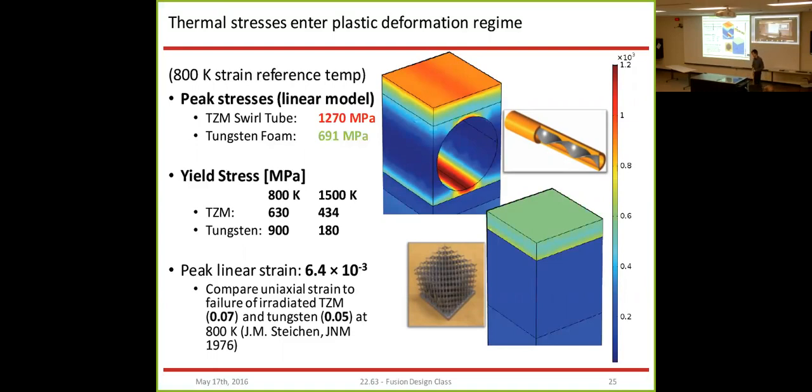However, looking at the linear strain that the simulation returned, the linear strain was only around 6.4 times 10 to the negative 3. And when we compare this to the uniaxial strain to failure of irradiated TZM and tungsten, this strain seems to be well within the bounds of how much tungsten and TZM can stretch and pull at these temperatures.